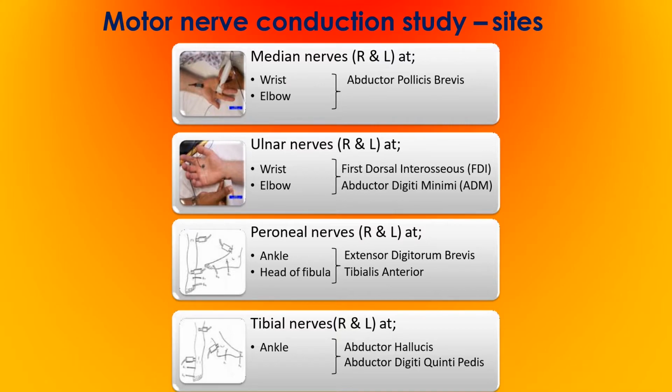Then the peroneal nerves of the right and left leg, at the ankle region, as you can see, and the head of the fibula. At the head of the fibula, we are stimulating. Usually the muscles that are stimulated are extensor digitorum brevis and tibialis anterior. Then the tibial nerve, right and left leg. You can see that mostly we stimulate at the ankle region, and the muscles that are stimulated are abductor hallucis and abductor digiti quinti pedis.